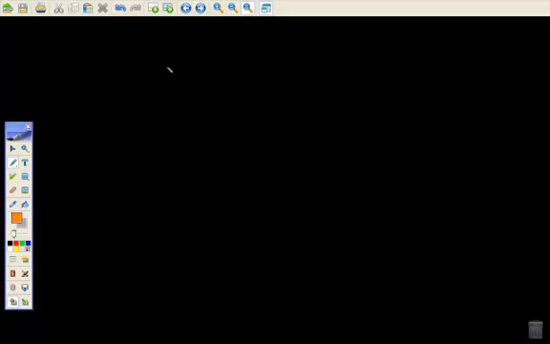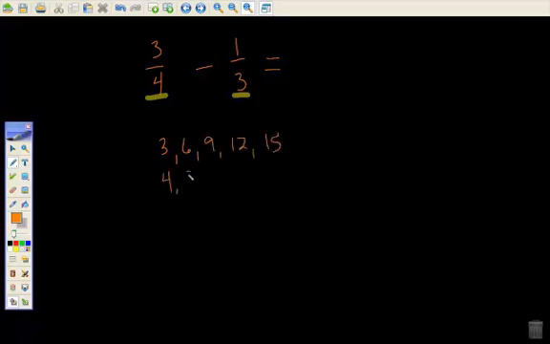Let's do one more example, but now we're going to do a subtraction problem. 3/4 minus 1/3. First thing I look at, I see, oh, it's fourths and thirds. I cannot combine those or subtract those if I don't have a common denominator. Right now they're unlike denominators. So I'm going to do my multiples. 3, 6, 9, 12, 15, 4, 8, 12. I'm going to stop because I already see my common one. I've got 12 and 12. So my LCD is 12.